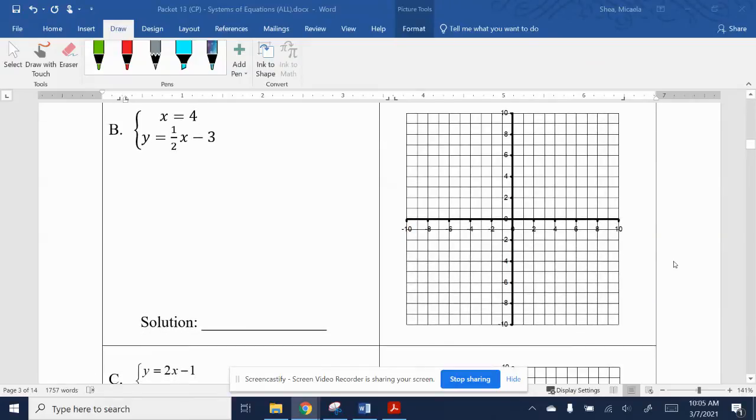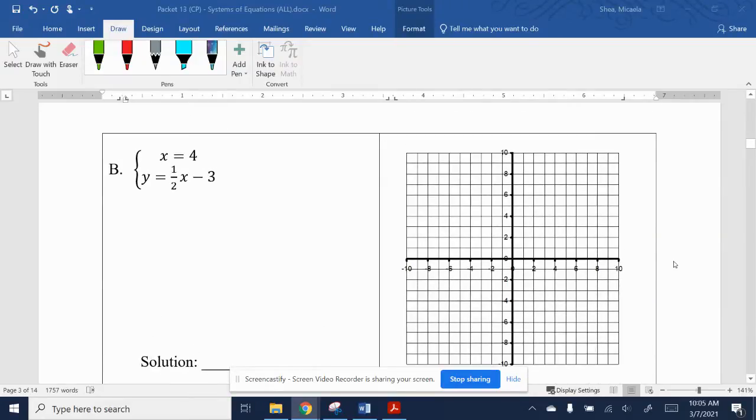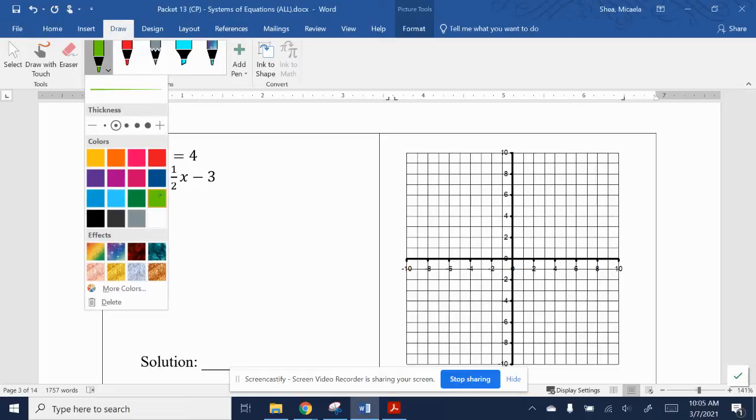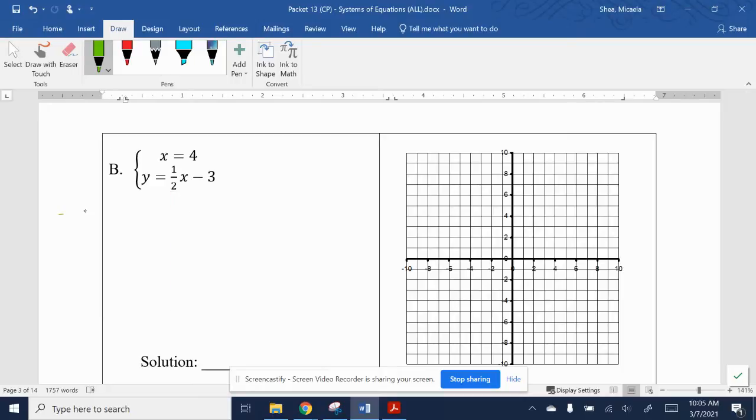Okay, now that you've practiced a couple, I just want to show you some more examples before I send you off to try your homework. So looking at B, we have our two equations, x equals 4 and y equals negative 1/2 x minus 3. So let's start with the top equation. The top equation we'll call our green equation right here.